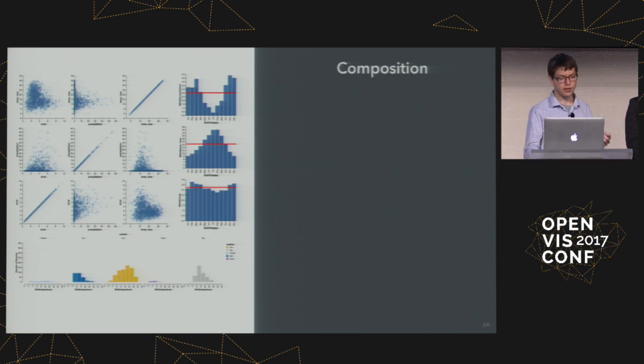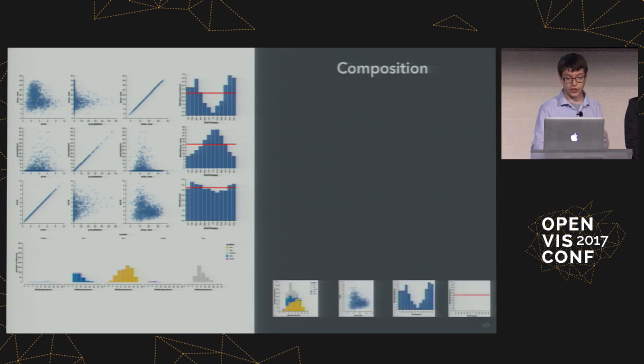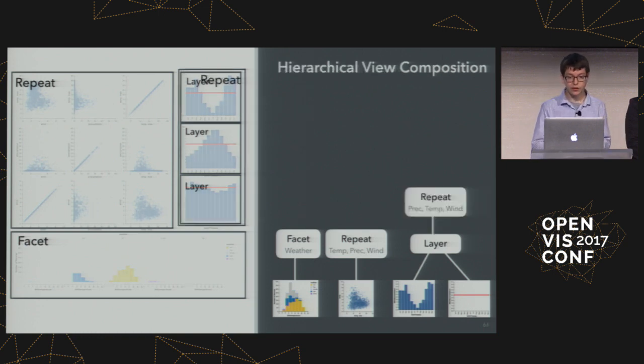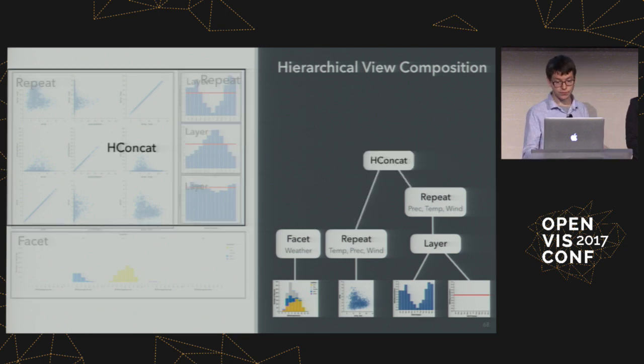To illustrate this, let's dissect the dashboard on the left. First, we have the single views, and we then use facet, repeat, and layer to lay them out in space, combine, or annotate. In Vega Lite, we can then recombine these composed views again using the four basic operators that you've already seen. For instance, the three-layered views on the right can be created in a data-driven way by repeating the layer.